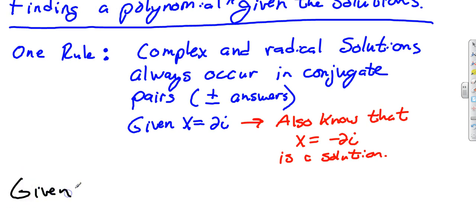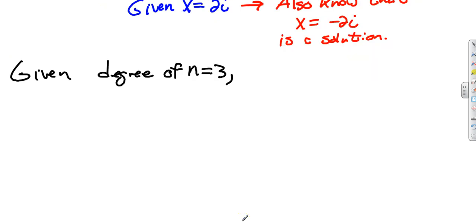Okay, so here's the question. They're going to tell you that you're given degree of n equals 3. So they're going to tell you right off the bat, here's how many solutions you need. If it's n equals 3, you need 3 solutions. If it's n equals 4, you need 4 solutions. So they're going ahead and telling you what the degree is, which again is also the solutions.